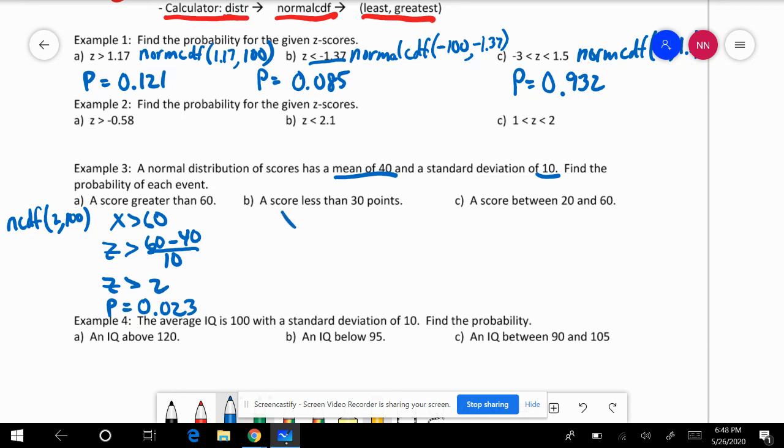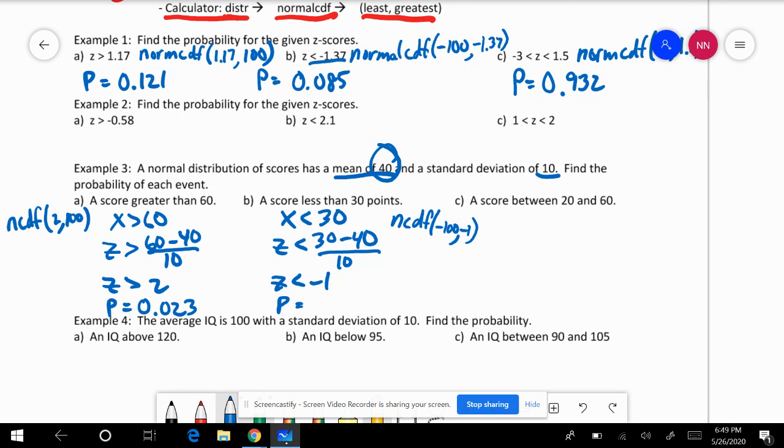Now in this next case, it's less than 30. So that means that the z value is also less than. So it's going to be 30 minus 40. Remember, it's always the mean, divided by the standard deviation, which is 10. So that's going to give you negative 1. So we're going to plug it into our calculator, normal CDF. We're going to put our least value, which is negative 100. Our greatest value is negative 1. And that gives us a probability of 0.159.